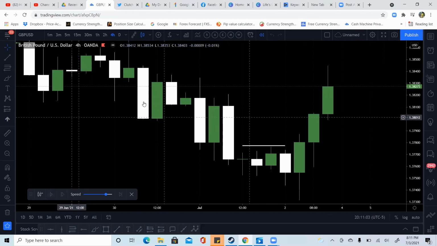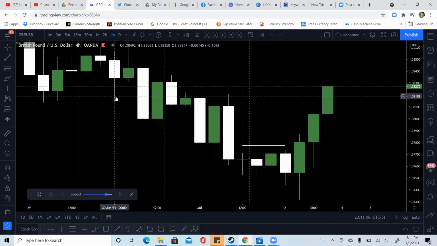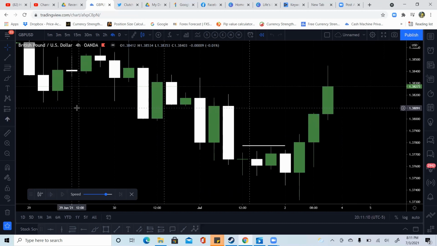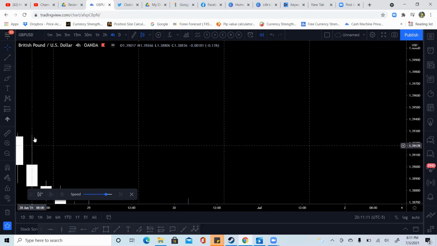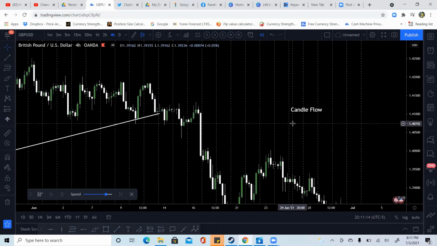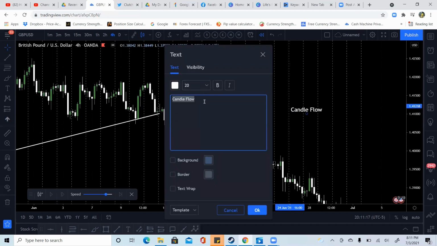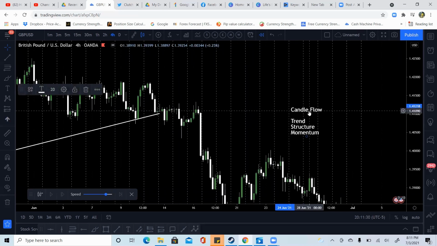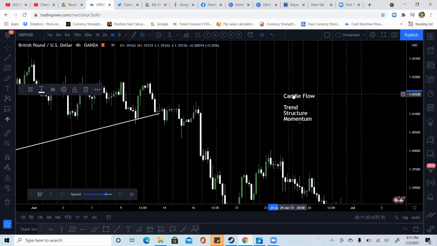That's understanding candle flow. Now, the second secret of price action is understanding the TSM method. And TSM, let me zoom out again. TSM is basically going to stand for trend, structure, momentum. This is secret number 2, TSM, and understanding that analysis. So you got candle flow, and candle flow kind of goes into the momentum side of things, but you do want to understand it as a separate entity. So let's go right into it.